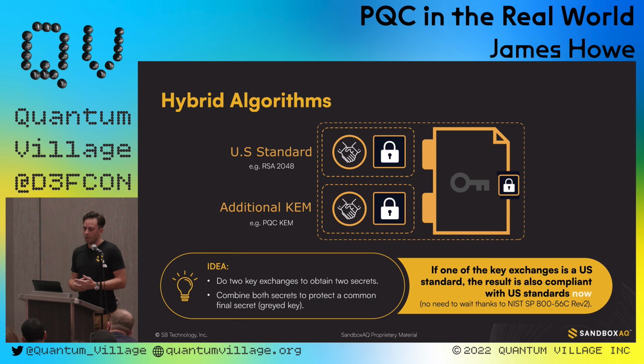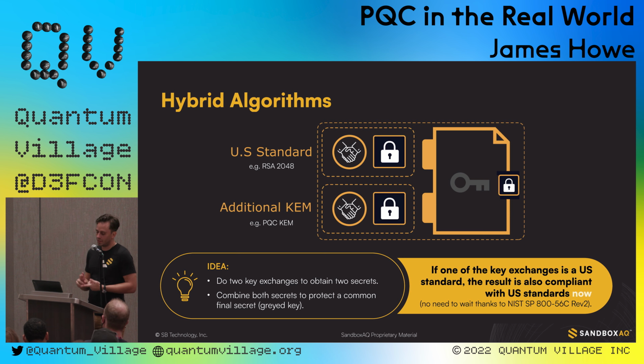So there's what we call hybrid algorithms, or the hybrid approach. So it's basically where we have a US standard, so RSA, or elliptic curve cryptography, and we generate a shared secret for that, and we also use a shared secret from a post-quantum KEM of your choice. I'd obviously go with one of the standards that we have, that we've been given last month. So you generate both of these shared secrets, and you concatenate these and use that as the one secret.